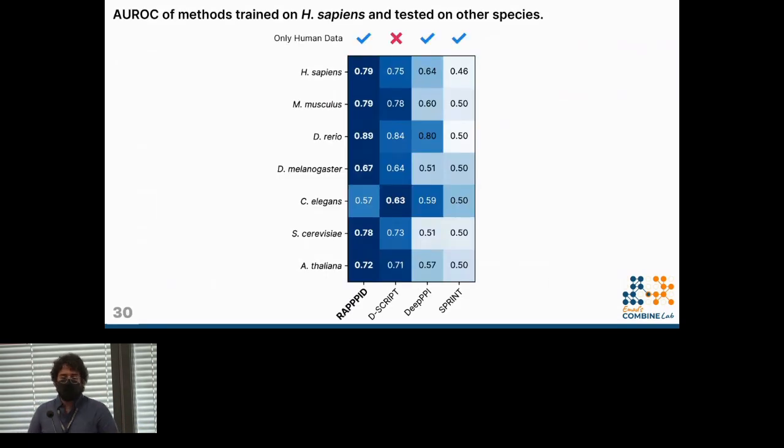We can also see that if we compare this to other methods, we actually beat out most of the other methods on all the organisms except for C. elegans. I will note that it only is close between Rapid and Descript, which again uses all of UniProt. So it'll include other species as well in that large language model. So it isn't exactly an apples to apples comparison when it comes to this test.